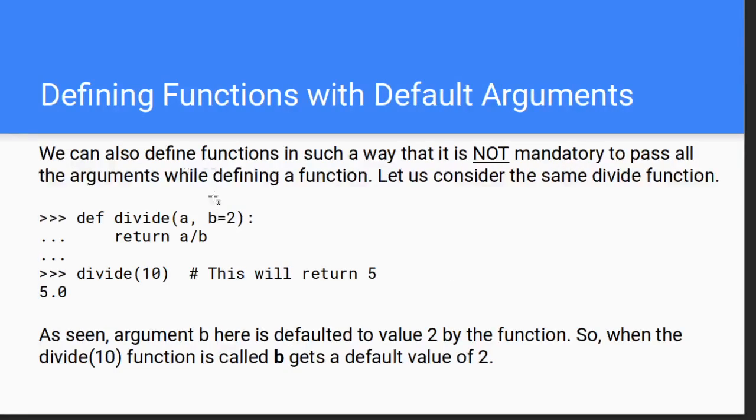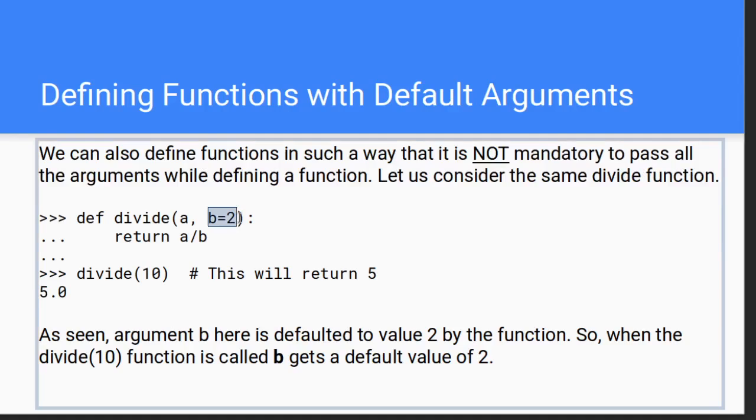Now we can make some of the parameters defaulted, so they can have a default value. So now we can run divide 10, and it will divide by the default 2. So now we can run divide 10, we'll get 5.